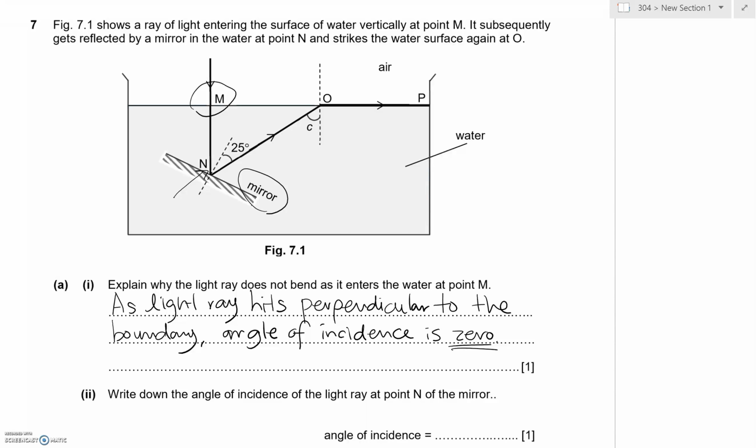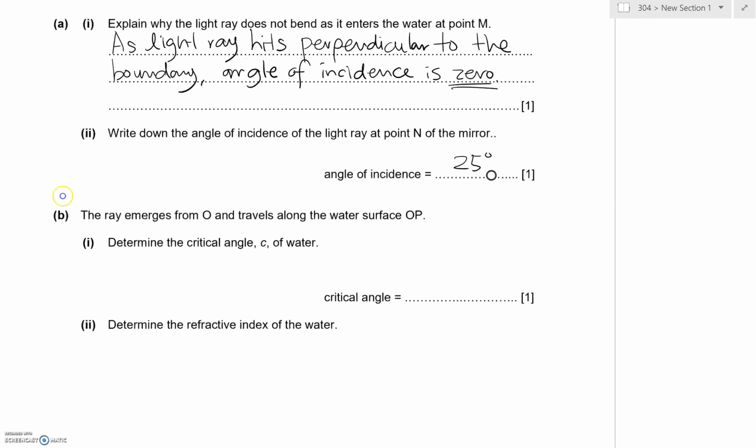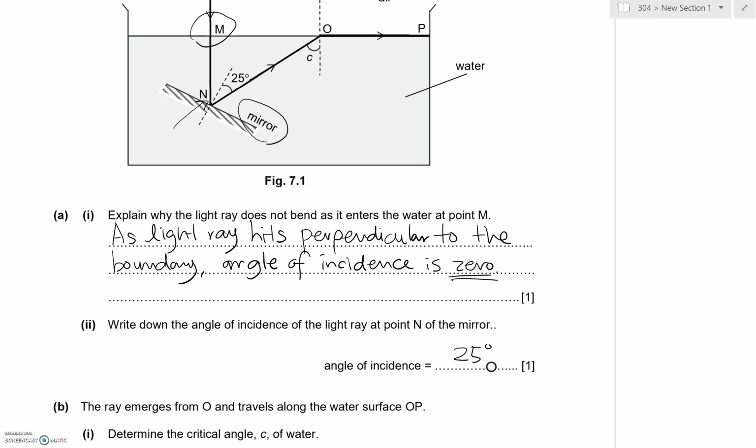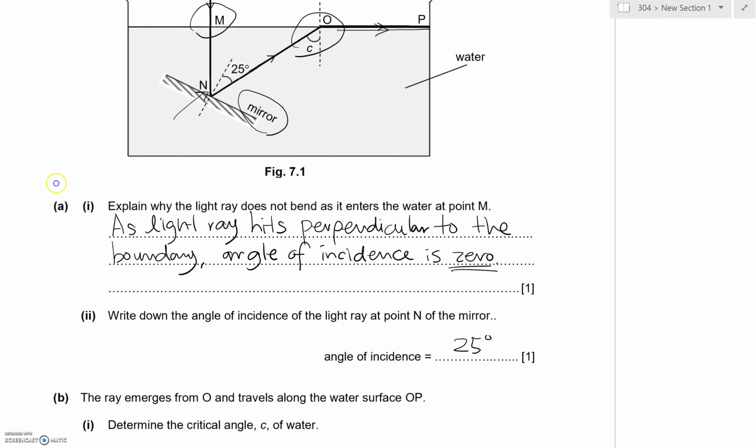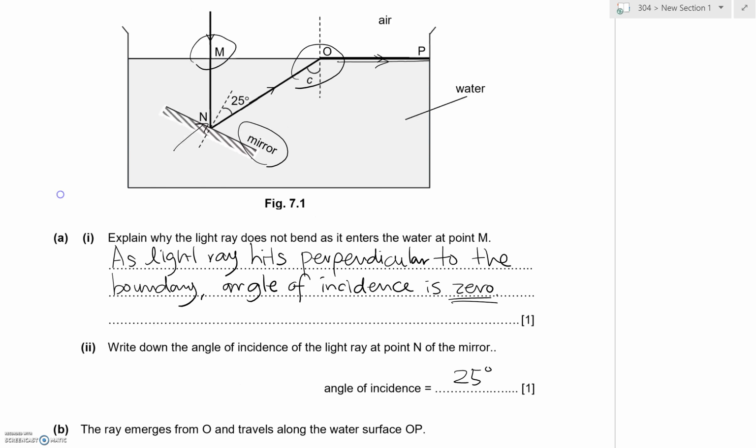Okay, next, write down the angle of incidence of the light ray at point N of the mirror. So it is 25 degrees. The ray emerges from O and travels along the water surface OP, which is over here. This is O, and it goes along the boundary of the water and air. So determine the critical angle of water. What is the angle of refraction?